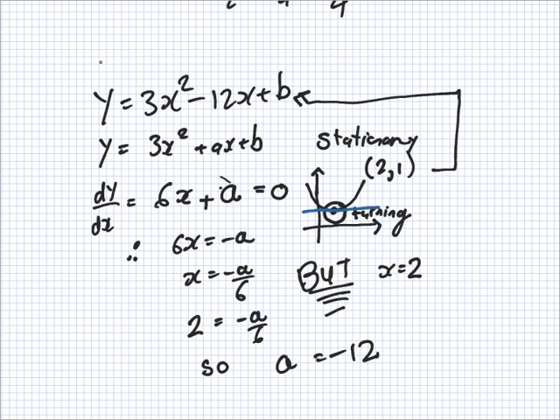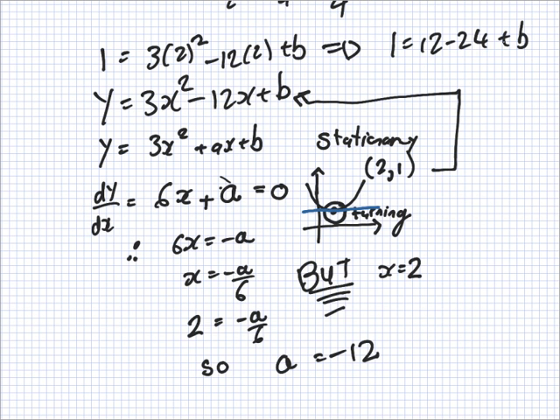So y is 1, that should equal 3 times 2 squared minus 12 times 2 plus b. This should give us the b, because we'll get 1 equals 3 times 4, 12. 1 equals 12 minus 24 plus b. So what's that? b equals 13. And we have here a equals minus 12.